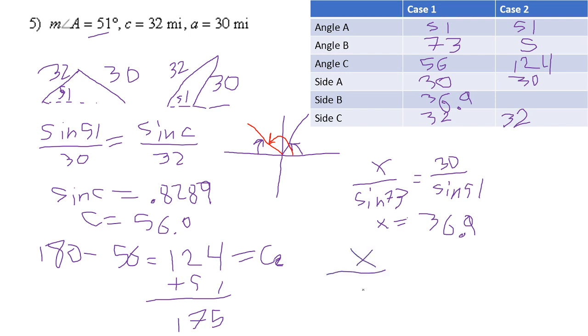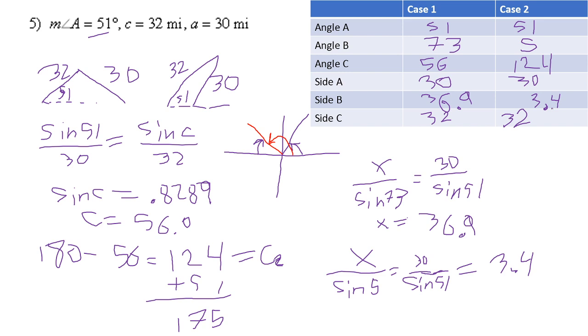So it's x over, this time angle B is 5. And you solve that, multiply both sides by sine of 5. It's going to be a small number, and 3.4. We get that side B is 3.4. All right, we're going to put a pause on these two cases real quick and come back to it in a little bit.